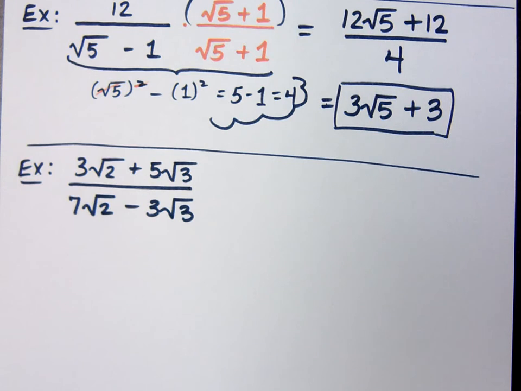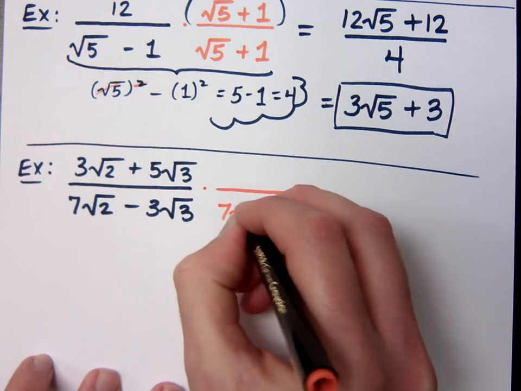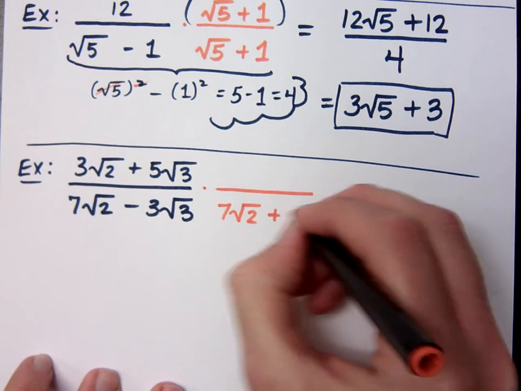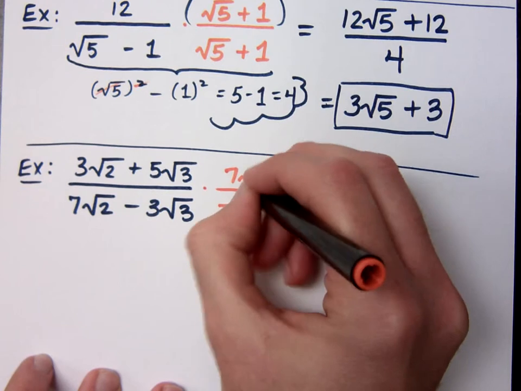We have square roots in the denominator. How many terms do I have in the denominator? 2. When I have 2 terms, I'm going to multiply times its conjugate. That means the result will be the difference of squares. And when I have the difference of squares, I'm not going to have those square roots left anymore, right? So, what is the conjugate that I'm multiplying times? 7 square roots of 2 plus 3 square roots of 3. Now do that in the numerator as well.